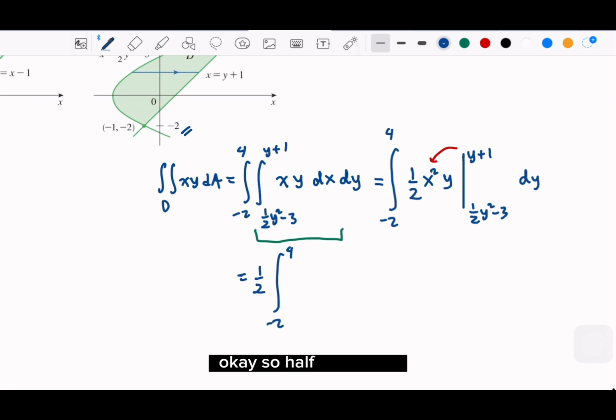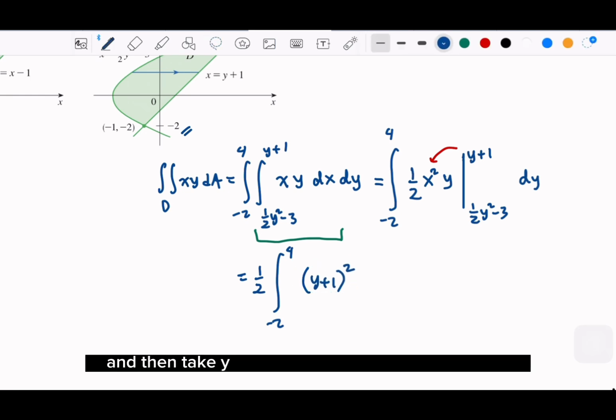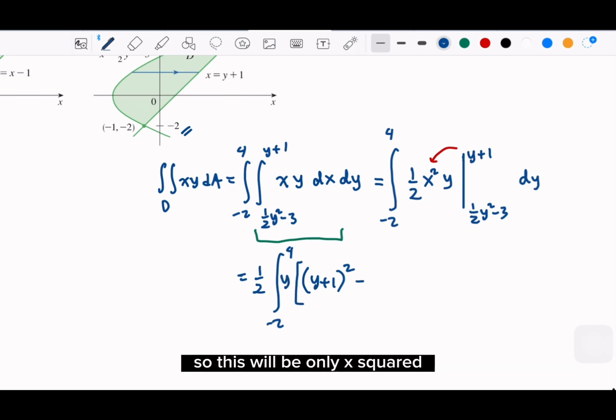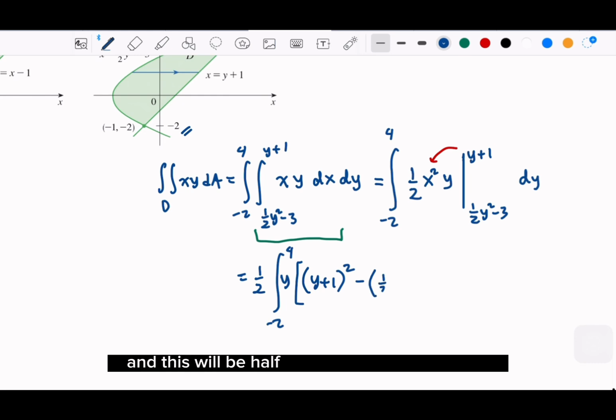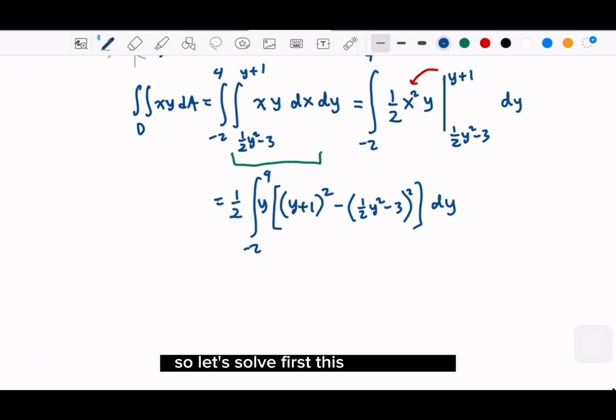Okay, so half x squared will be, let me put this y plus 1 first, right? y plus 1 squared. I think we can write, and then take y, and then let's make a bracket here. So this will be only x squared, and this will be half y squared minus 3 squared, okay, and then dy. So let's solve first this calculation.